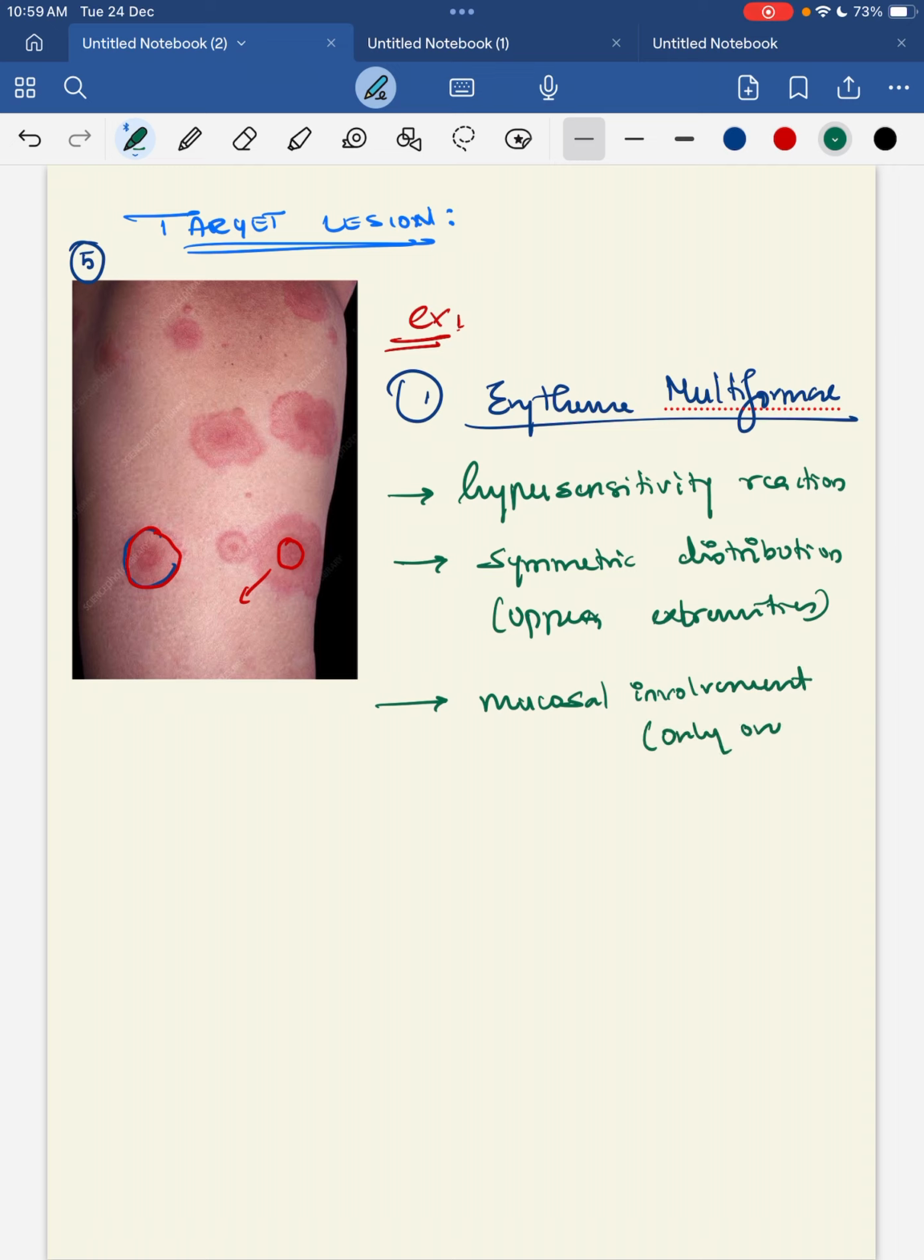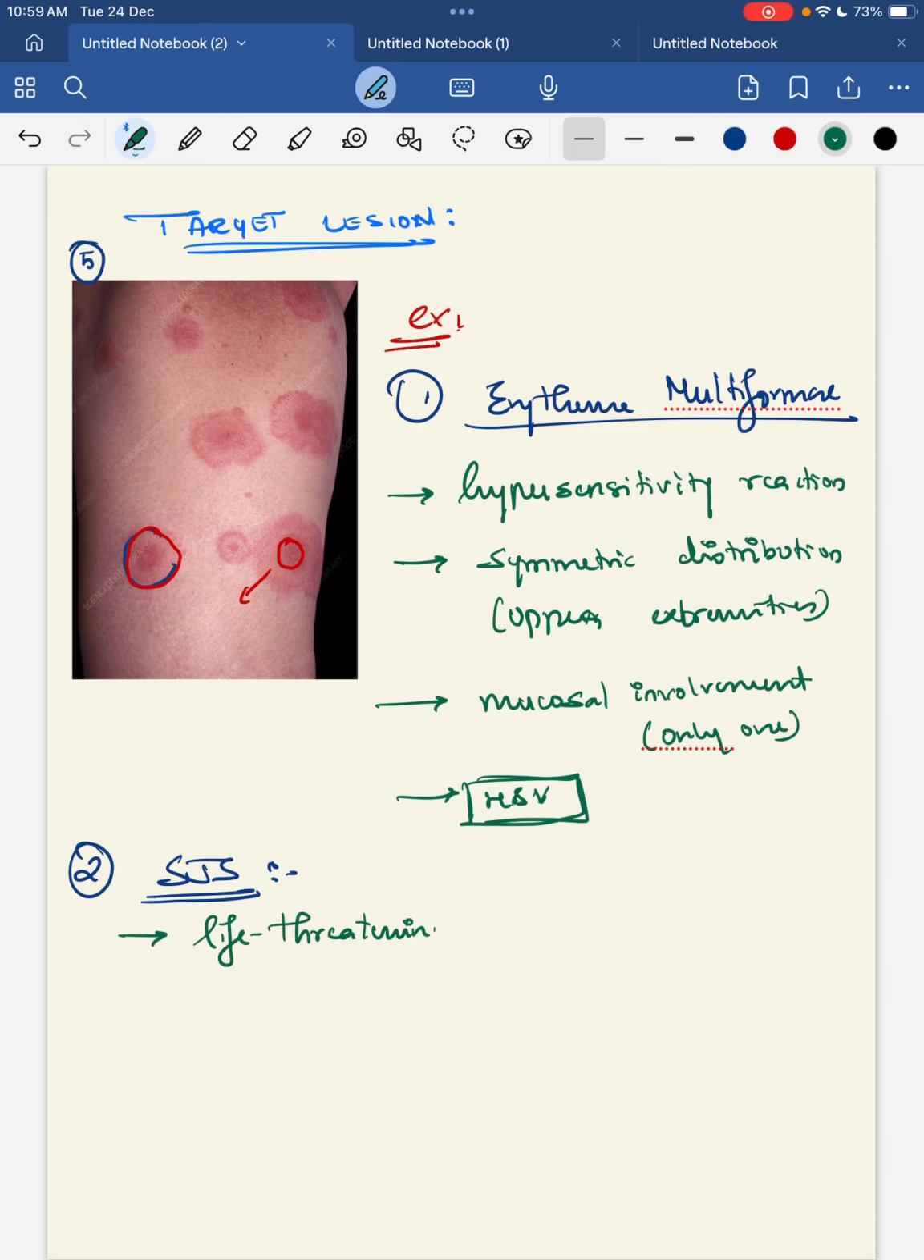Next, here there will be a mucosal involvement, but there will be more than or equal to 2 mucosal involvement. Okay, here with this one mainly it is a predilection for upper extremities, which is erythema multiforme. While coming to your SJS, it can involve any parts, and it will not be symmetric or asymmetric distribution. It can be distributed as of how the child is getting. So it is a life-threatening hypersensitivity reaction with more than or equal to 2 mucosal involvement.